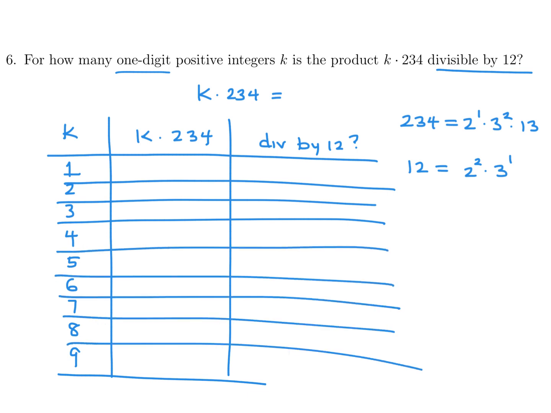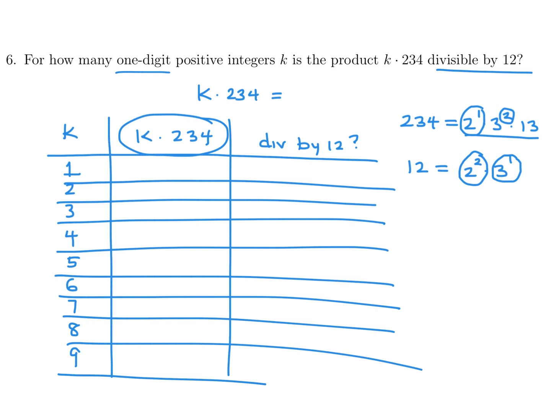Okay, so in order for this to be divisible by 12, this is always going to work because this is 3 to the power of 2, so it's always going to be divisible by 3 to the power of 1. But in order for this to be divisible by this, we have to add an additional 2. So the K has to have a 2. So yeah, you understand what I mean?